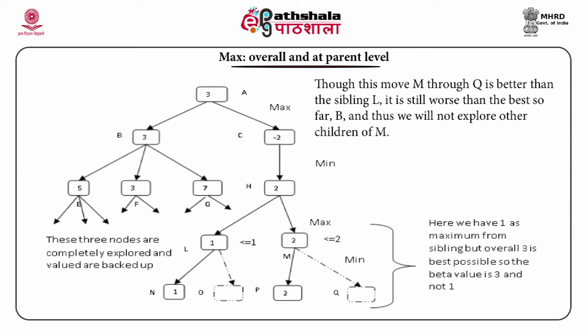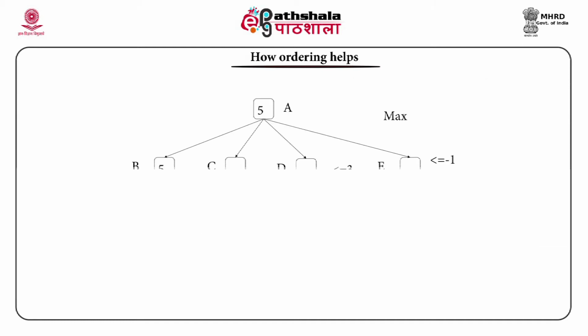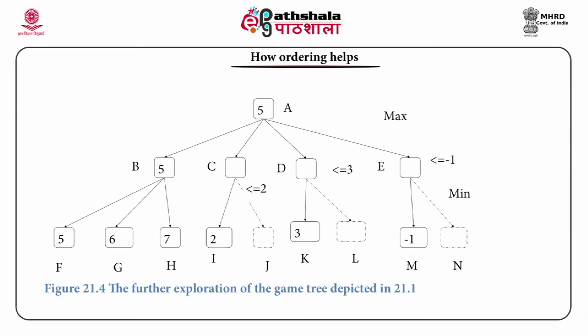1 is less than 3, and there is no point, because an opponent can get me that. I don't want to. In fact, our opponent will not play H, because I'm guaranteed 1. So there is no point doing it. I'll just choose B. There is one more example shown on the screen, figure 21.4.